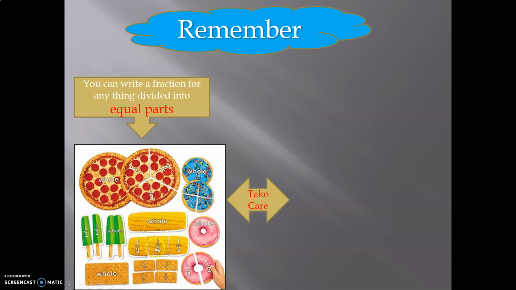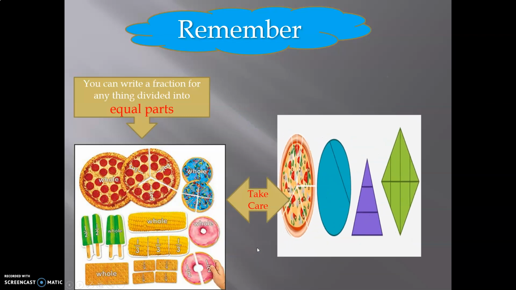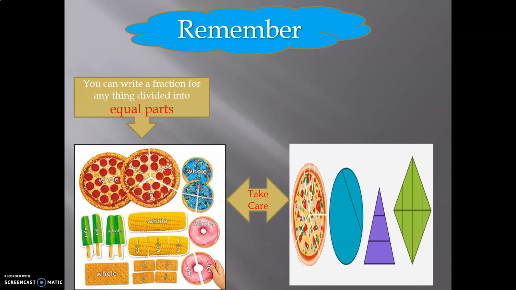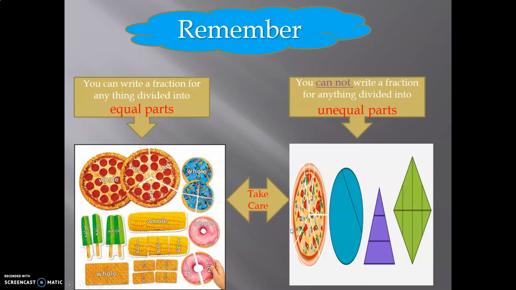If you eat this part, it means you eat 1 out of the 3 equal parts. If you eat this part, it means you eat half of the donut, or 1 out of the 2 equal parts. But what if we don't have equal parts? If we cut our shape unequally? In this case, you cannot write any fraction. So fraction is for equal parts only.